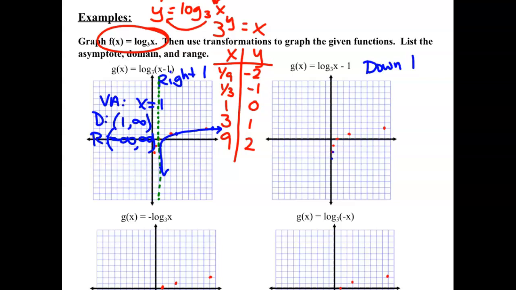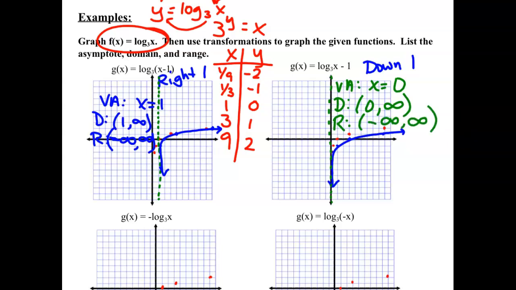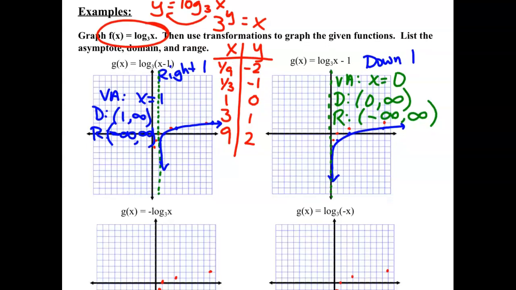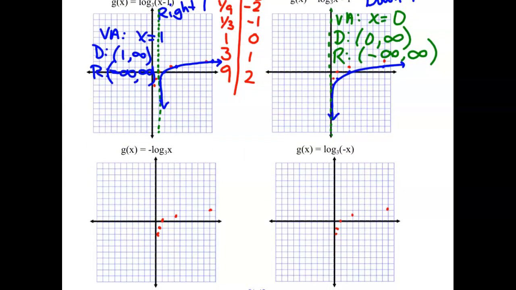Moving all of our points just down one. We still are coming up along that y-axis. So we have a vertical asymptote at x equals 0. Our domain is tied to that asymptote, right? It has to be to the right of it, so everything above 0. And we have no restrictions on our range. Okay?